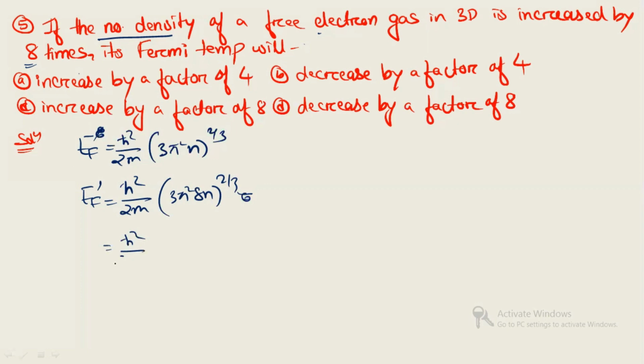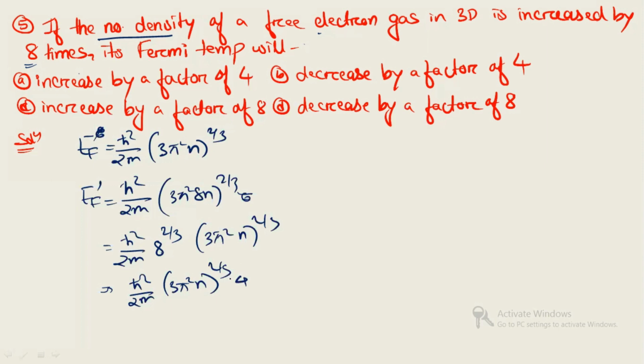So here you see ħ² by 2m. This 8 I'm taking outside, to the power 2/3, and this is 3π²n to the power 2/3. So you can write ħ² by 2m (3π²n) to the power 2/3, and this 2 cubed to the power 2/3 will be 2 squared, so 4, right? Now if you see this term, this is EF and this is 4. So what you have seen is that the Fermi energy is increased by 4 times, right?